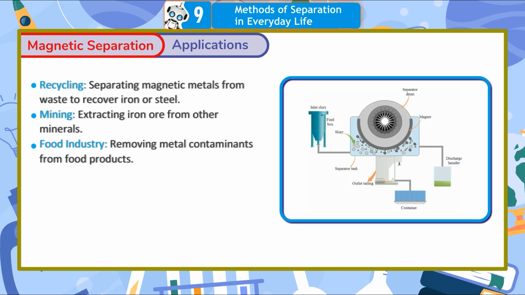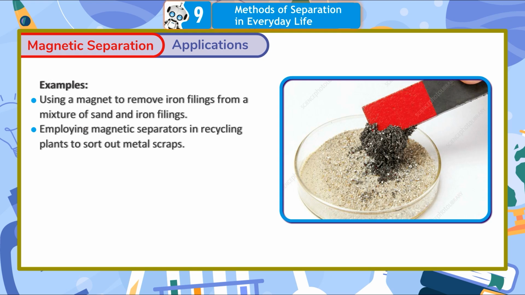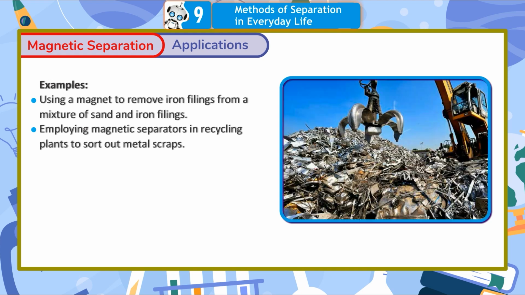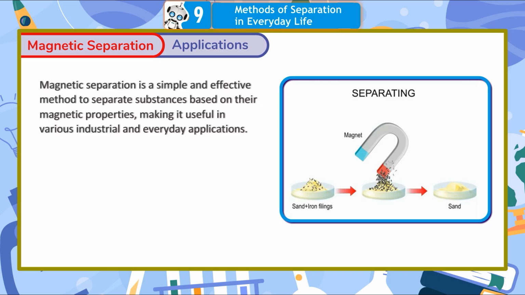Applications. Recycling, separating magnetic metals from waste to recover iron or steel. Mining, extracting iron ore from other minerals. Food industry, removing metal contaminants from food products. Examples: using a magnet to remove iron filings from a mixture of sand and iron filings. Employing magnetic separators in recycling plants to sort out metal scraps. Magnetic separation is a simple and effective method to separate substances based on their magnetic properties, making it useful in various industrial and everyday applications.